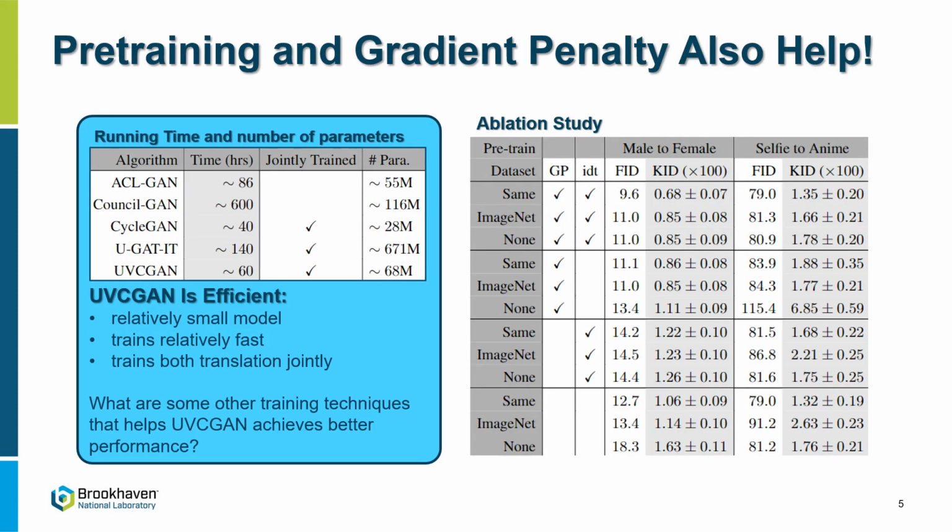We also compared model size and training time of UVCGAN with the benchmarking algorithms. We can see that UVCGAN has moderate size and trains fairly fast.